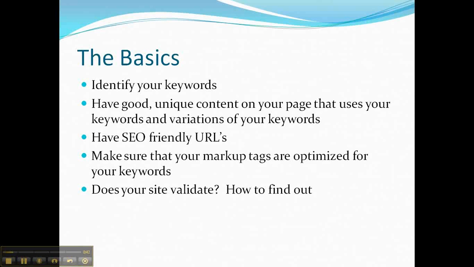The other thing you want to make sure before you delve into optimization is that you have good quality unique content on your pages that make use of your keywords and variations of your keywords. Content is king. In the world of the web, where spiders read text, content is really where it's at. So you want to make sure that you give the search engines what they're looking for with good quality, unique content that uses your words naturally, your keywords naturally throughout.